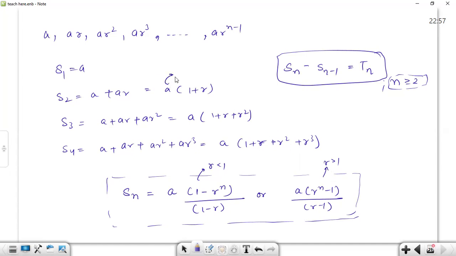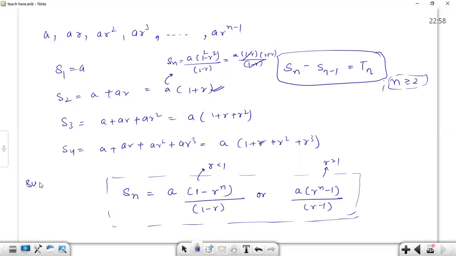So let's write it in this format. The sum of two terms should be a into 1 minus r square divided by 1 minus r. We know what a square minus b square is: a into 1 minus r into 1 plus r divided by 1 minus r. This cancels this, and it becomes the same. That's why this is an identity. That's why we have written 1 minus r raised to n divided by 1 minus r, or vice versa, where the sign is changed. Clear about the sum of n terms?